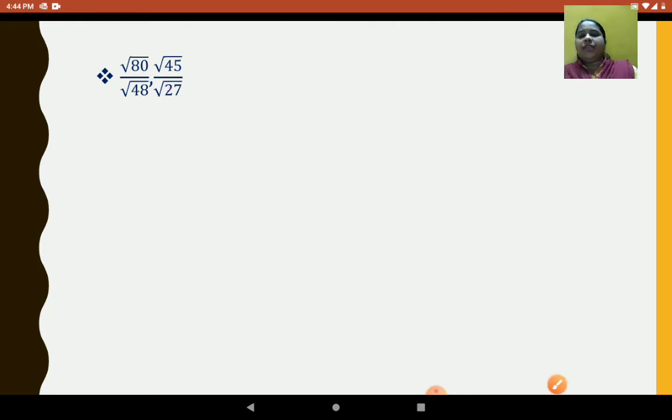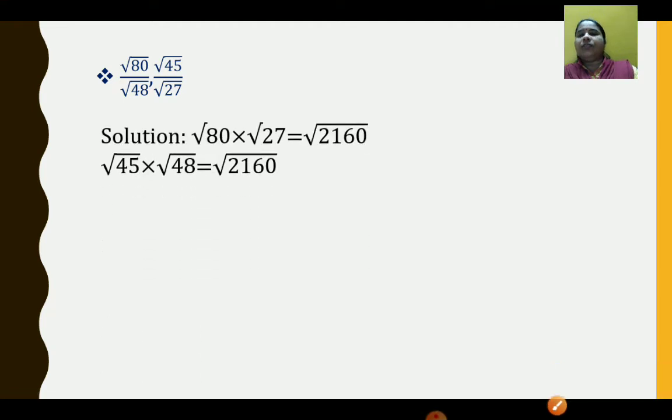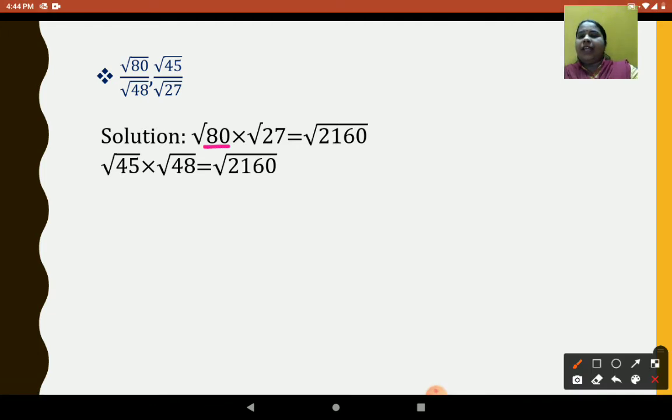Another, easy way of doing it, I am showing you here. I am simply multiplying it inside the radical sign. I am taking the numbers and multiplying. I am multiplying 80 into 27. I got 2160. Square root of 2160. Same way I am cross multiplying this. Multiply it. Answer is again 2160. Now it has become easy.